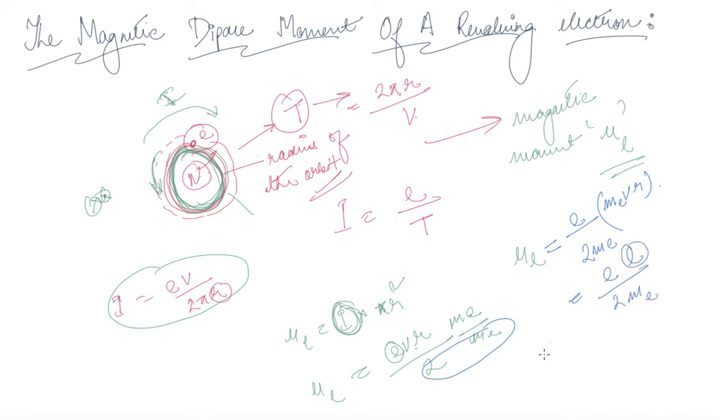Now what is L? L is given by mass of the electron into velocity into radius, mvr, and this particular L is nothing but the magnitude of the angular momentum of the electron. We know angular momentum was in the mechanics chapter, mvr. So now the angular momentum of the electron is given by L. If I substitute this, I have this particular expression.